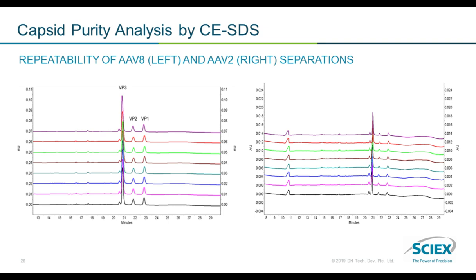This is capsid purity, just to show you an example for different serotypes. So we have AAV8 on the left and AAV2 separation on the right, and this is 8 injections in each one, and you can see the reproducibility of the data, and you can determine impurities and if there are other proteins present within the capsid viral prep you have.